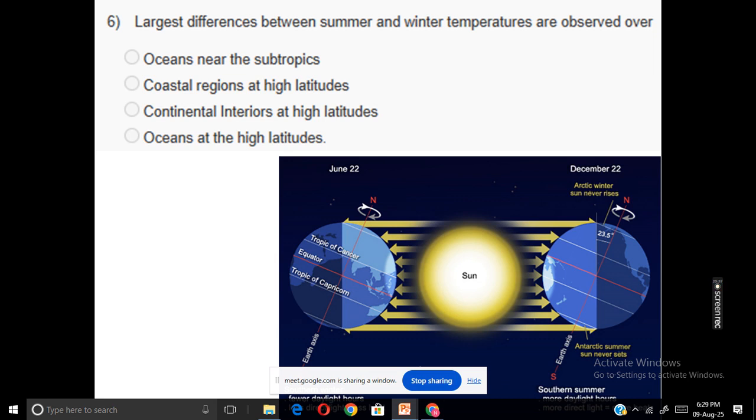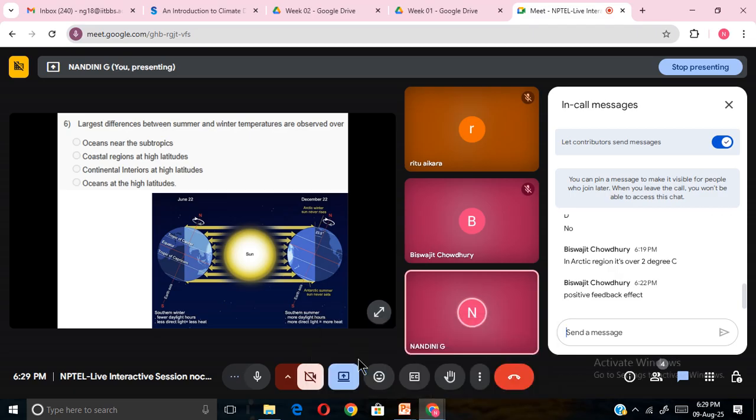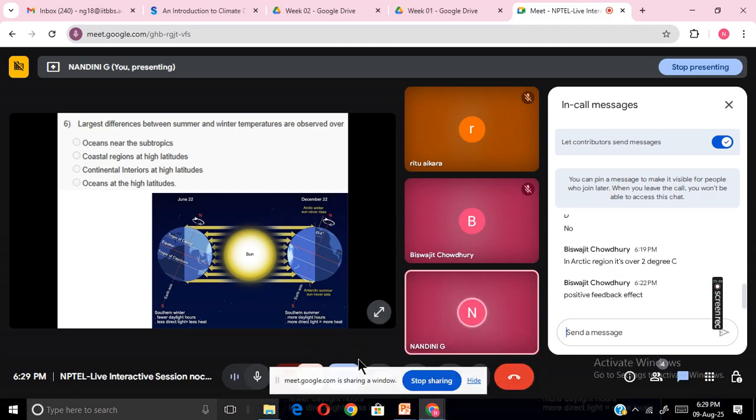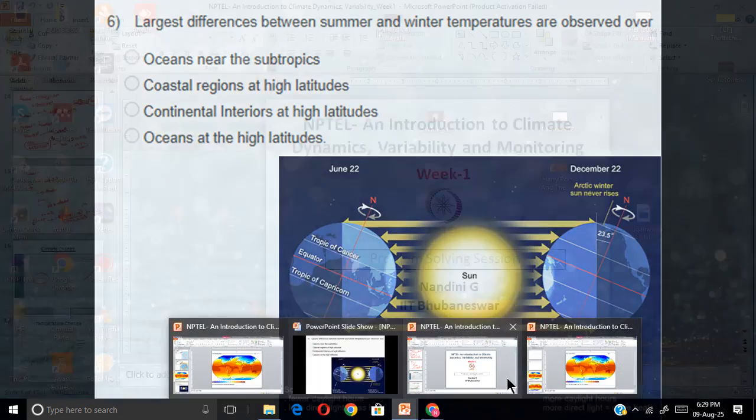Now, the next question is: largest difference between summer and winter temperatures. So we have the summer season and the winter season, and we have different regions: the tropics, the subtropics, and the polar high latitude regions. Which region among these three has the largest differences between summer and winter temperatures? Yes, the answer is continental interiors at high latitudes. Why is it happening?